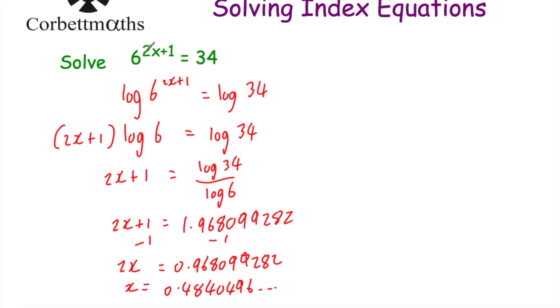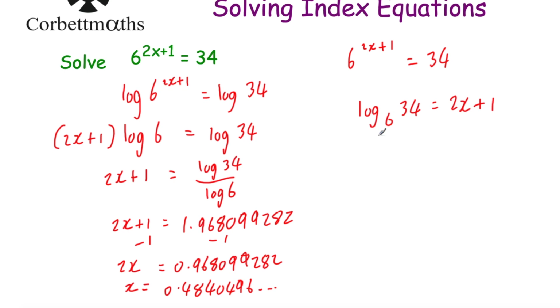Okay, so that was one approach, to take the logs of both sides. In this equation too, because we've just got the x in the power here, we can rewrite this, which is in index form, as a logarithm. So we would have 6 to the power of 2x plus 1 is equal to 34. We've got the base, the power, and the answer. So the log of base 6 of the answer would be equal to the power, which is 2x plus 1.